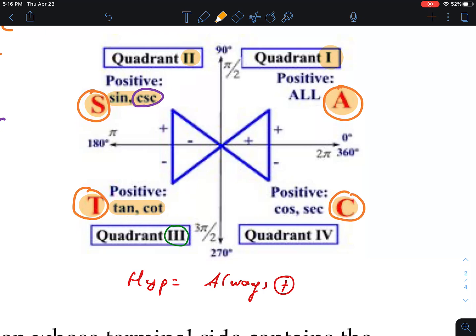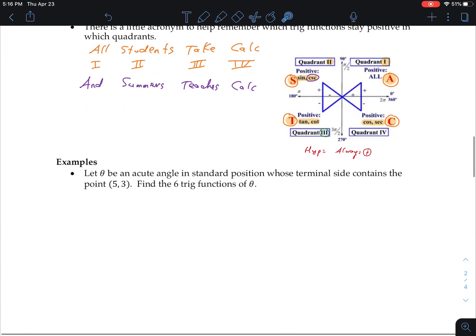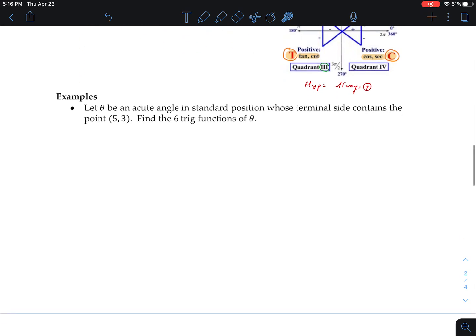Okay, so All Students Take Calculus. All things are positive in quadrant 1. Only sine is positive in quadrant 2. Only tangent is positive in quadrant 3. And only cosine is positive in quadrant 4, including their reciprocals. Okay, so let's do an example. It makes more sense if we do an example.